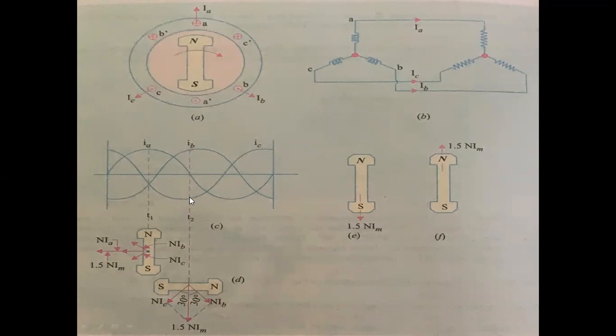And the MMF vector will remain unchanged for IC also. So here at T2, D will be there. At T1, this figure will be there. So at T1 it is IA, IB, and IC. At D, IA is 0, so only IB and IC are present.